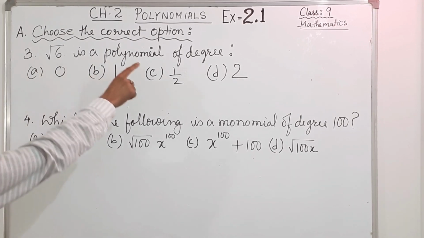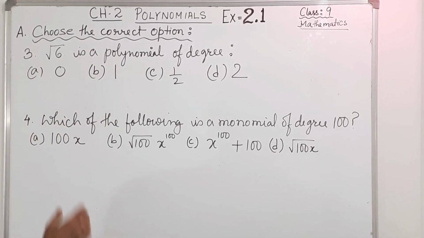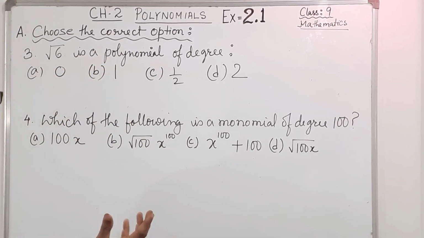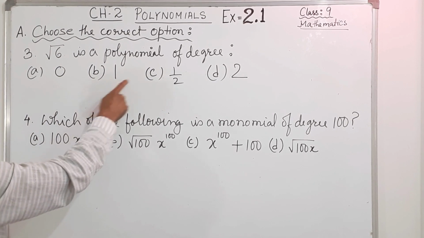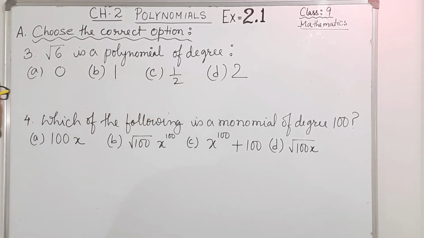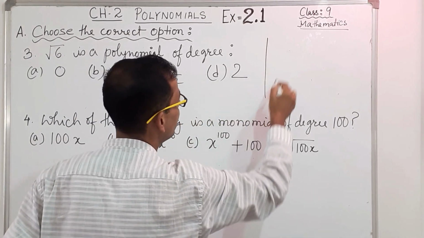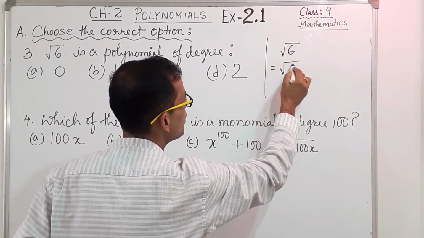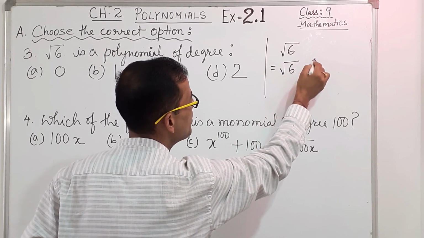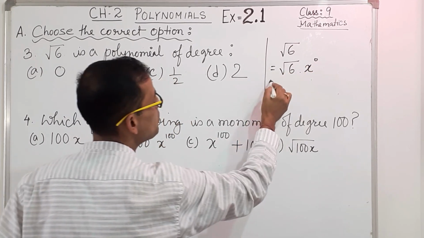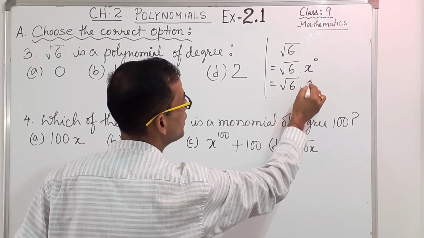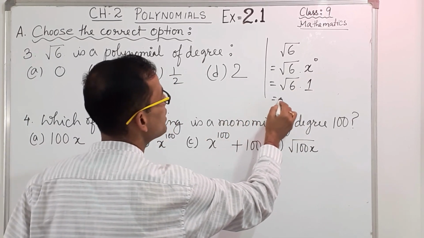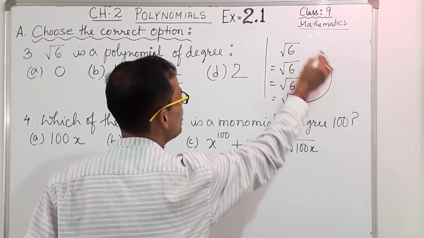Root 6 is a polynomial of degree. So root 6 is a polynomial of what degree? 0, 1, half or 2. Now you look, if I do here one rough, root 6, that means root 6, nothing means I can write x to the power 0. Now x to the power 0 means what? Anything to the power 0 means 1. So 1 into root 6 is again root 6. So this thing is only coming here.